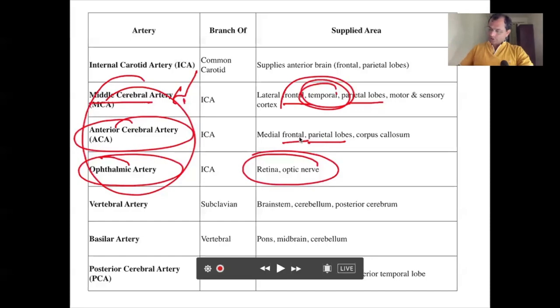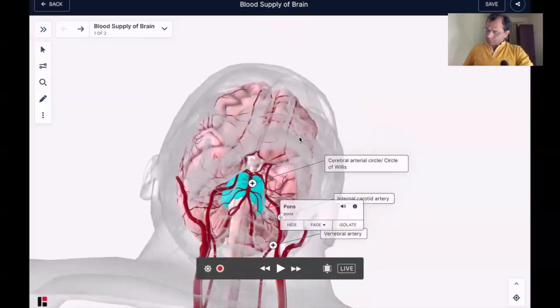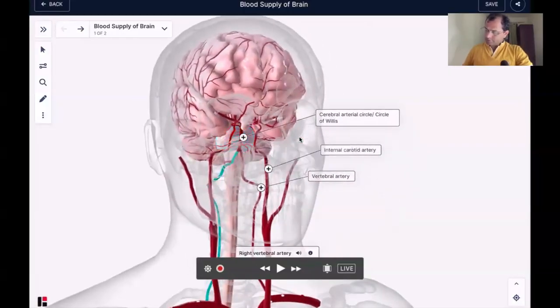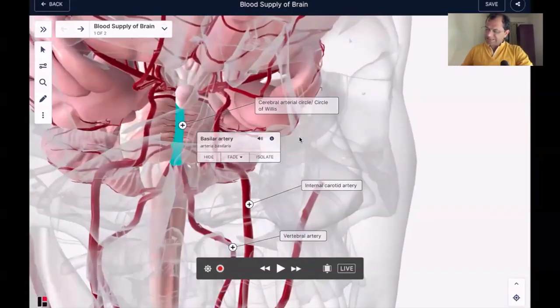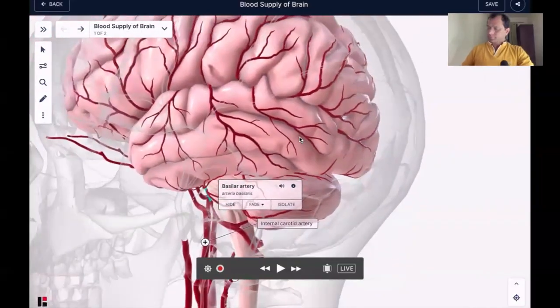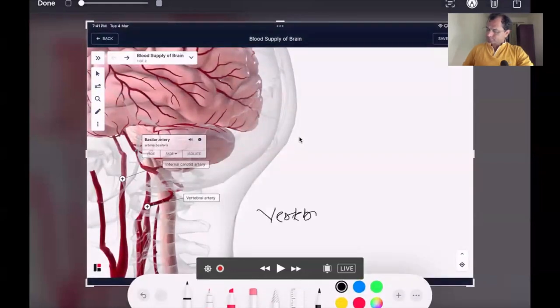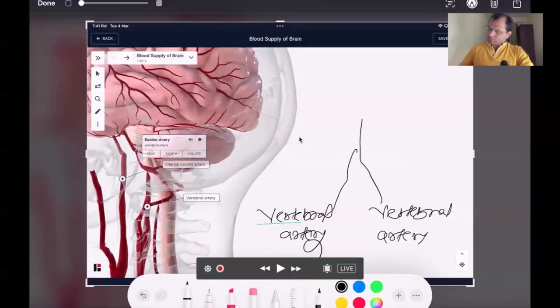Now let's talk about the vertebral artery. There are two vertebral arteries, the right vertebral artery and the left vertebral artery, right and left. And they are uniting together, becoming basilar artery. And they are supplying the posterior part of the brain. Okay. So here we are discussing three arteries. Vertebral artery, another side vertebral artery, both becoming basilar artery and supplying the posterior part of the brain. So posterior cerebral artery.